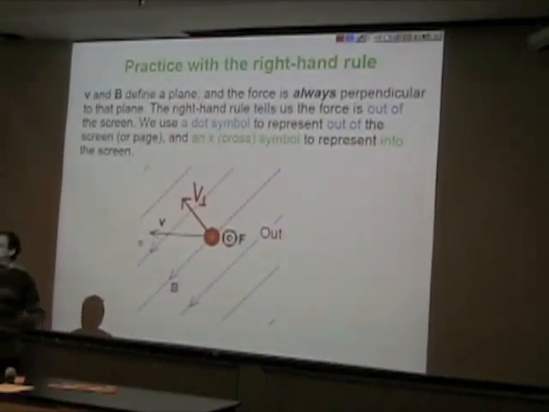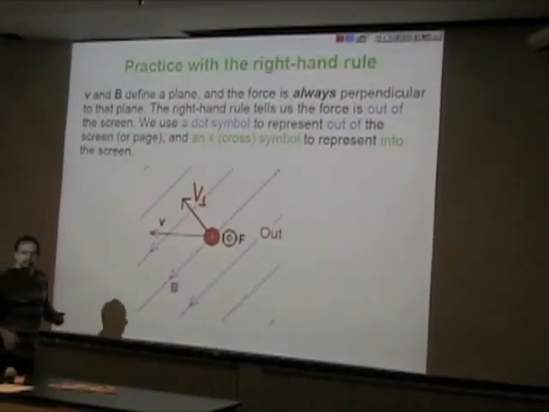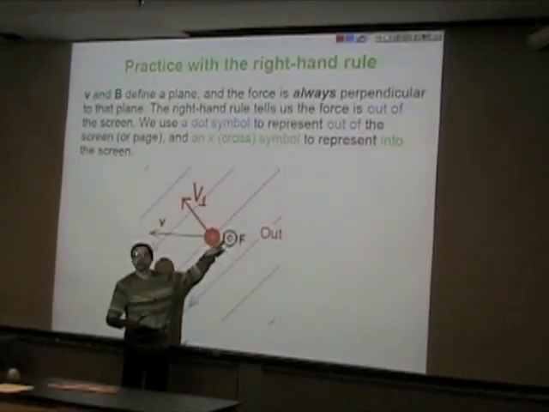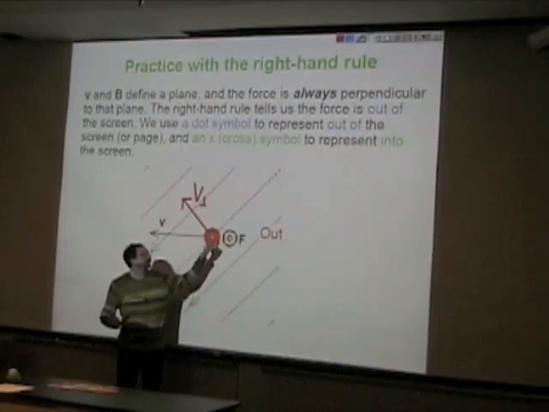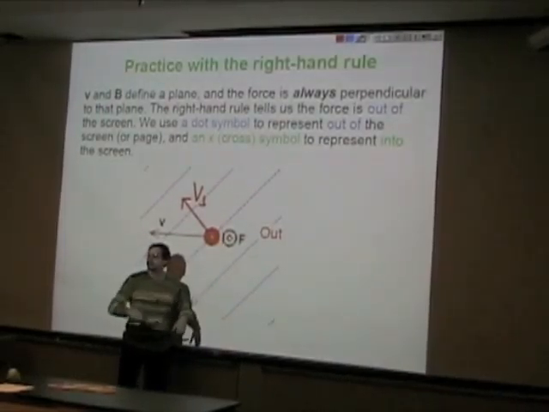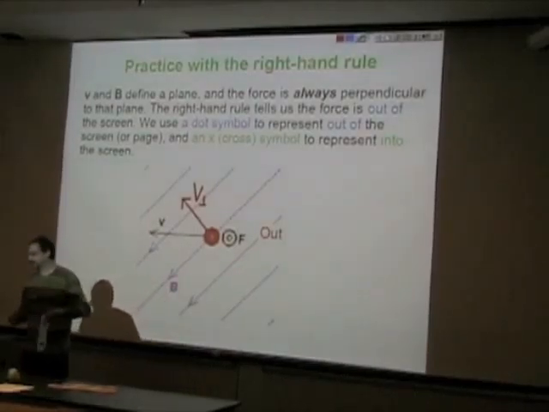To show this, we have to use three-dimensional pictures. If we want to show an arrow pointing out of the screen, we use a little circle with a dot inside. A little circle with a cross inside represents an arrow pointing into the screen, and with a dot, out of the screen.